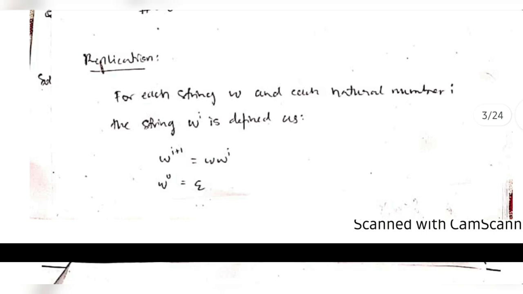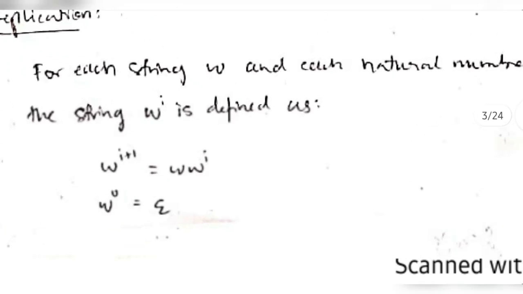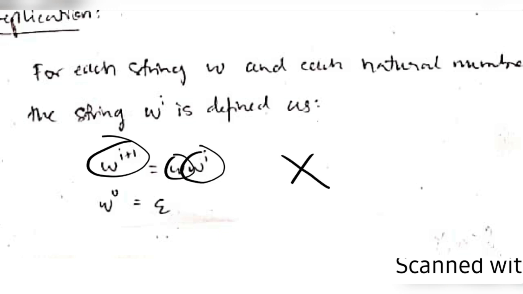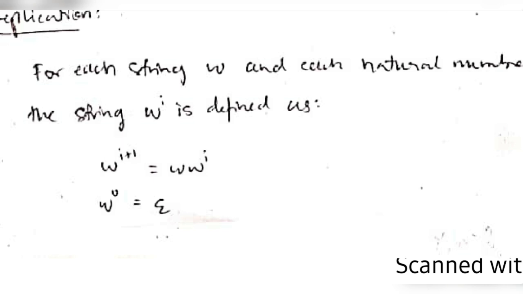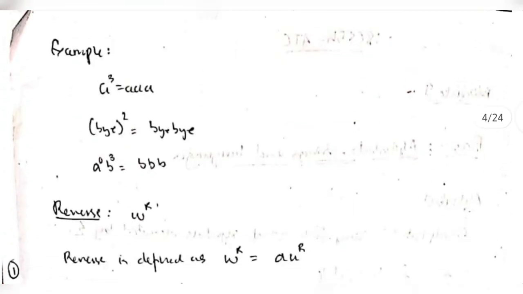And replication means we are repeating the same symbol another time, okay. So see here, W of I plus 1 can be written as W into W of I. Like in maths you write x square into x cube, that will be written as x power 5, okay. This will be adding. Same thing here also we will be adding. I plus 1 can be written as 1 plus I. And W power 0, if the string is of no length, it will be denoted by epsilon. Epsilon is an empty string. For example, if I write A cube, we will write as A, and B square, B, and A power 0, B power 3, B cube. B will be repeated 3 times, okay.